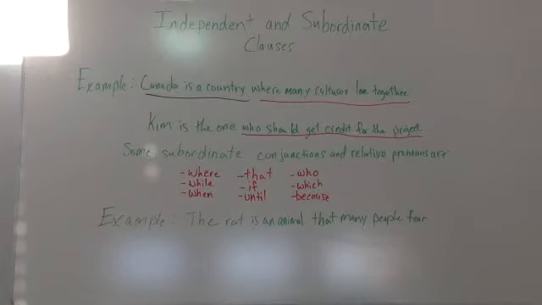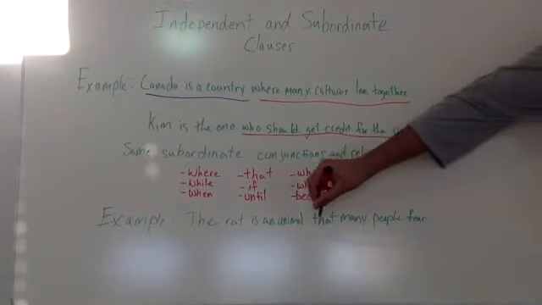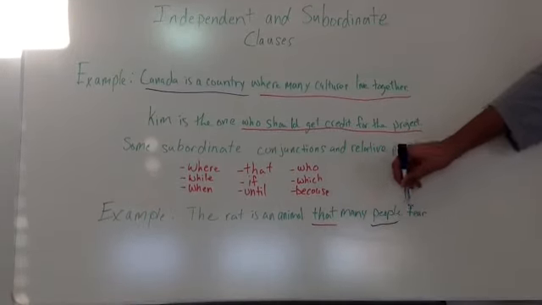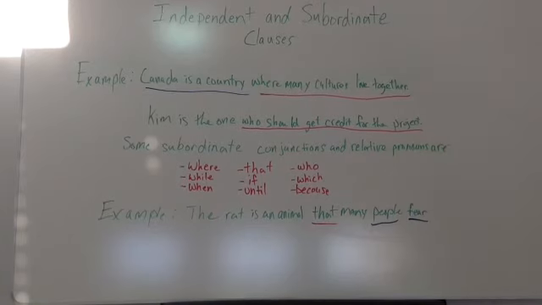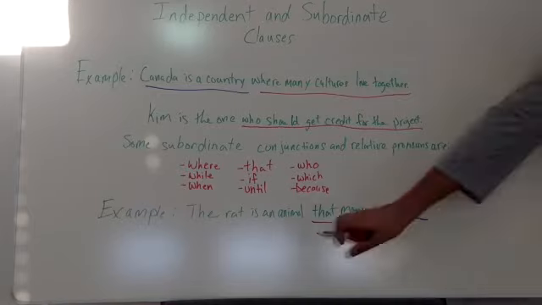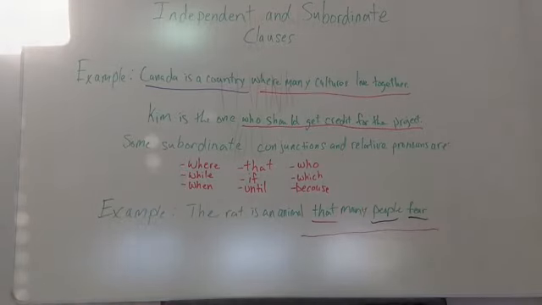For example, this sentence, the rat is an animal that many people fear. That is a subordinate conjunction, and it is in front of the subject, people, and the verb fear. These group of words now are called the subordinate clause.